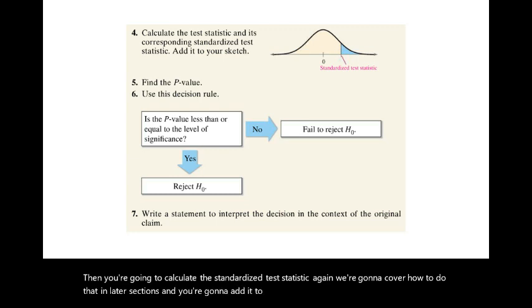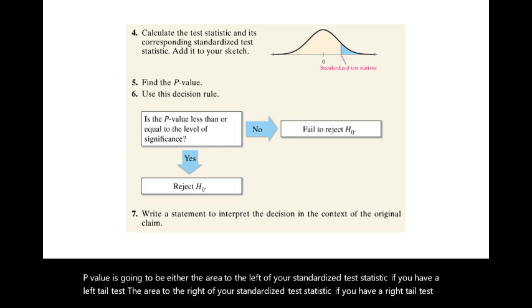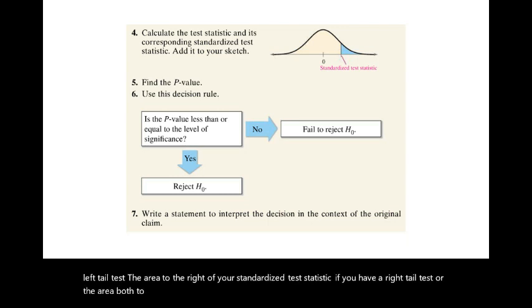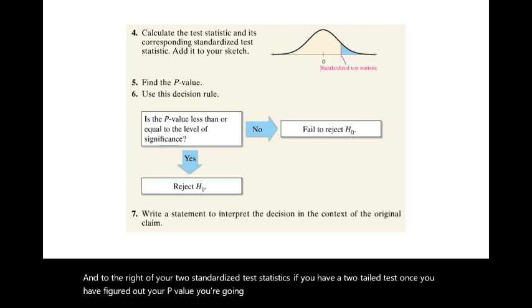And then depending on whether you have a left tail test, a right tail test, or a two-tail test, you're going to find your p-value. Your p-value is going to be either the area to the left of your standardized test statistic if you have a left tail test, the area to the right of your standardized test statistic if you have a right tail test, or the area both to the left and to the right of your two standardized test statistics if you have a two-tailed test.